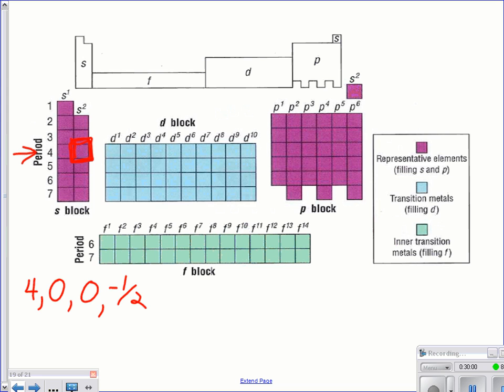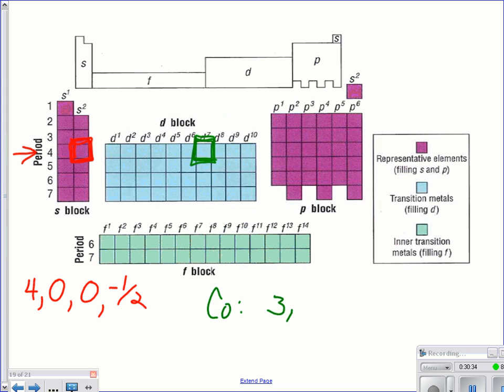I'm going to do one more, and then let you guys go to work on your homework. Let's go to cobalt. Cobalt, right here. So cobalt, a little tricky, this first one. Anybody think they know what the energy level is going to be? 3. It is 3. Even though this is in the 4th period, for cobalt it is going to be 3 for your energy level because you have to subtract 1 for your D.